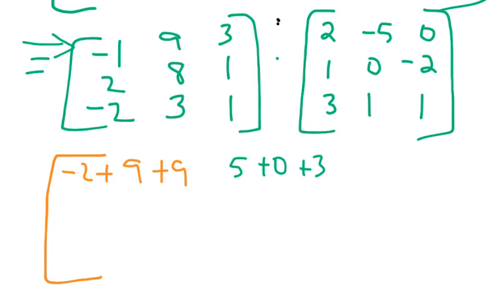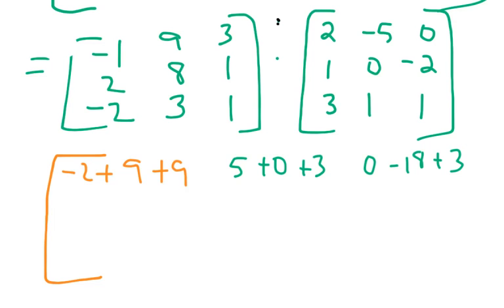Okay, I didn't mean to use a different color, but it's okay. No worries. And sticking with our first row again, let's move on to our third column. Negative 1 times 0 is 0. 9 times negative 2 is negative 18. And 3 times 1 is a 3. Okay. First row done.